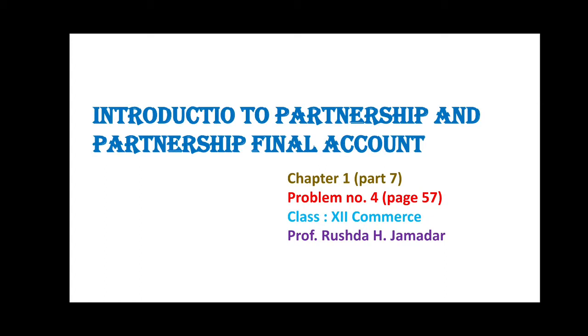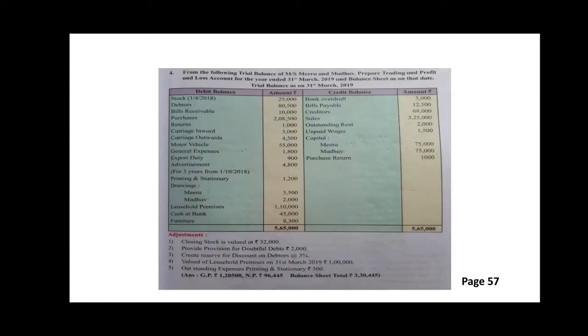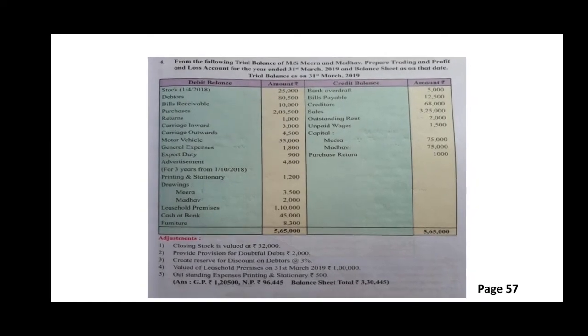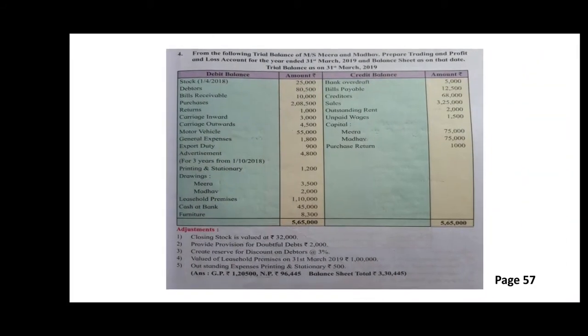Here we are studying 12th Commerce Accounts. In part 7, we'll see problem number 4 of chapter 1, Introduction to Partnership and Partnership Final Account. Here is the question, problem number 4 on page number 57. It is said that from the following trial balance of M/S Meera and Madhav, prepare trading and profit and loss account for the year ended 31st March 2019 and the balance sheet as on that date.